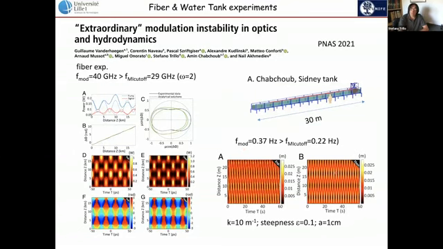And this is amazing in my opinion, because we do experiments as a group in water and optics, but there are many groups that do the same. It is remarkable to highlight that the two experiments differ by about 10 orders of magnitude in terms of frequency, because we are using 40 GHz in terms of modulation frequency in optics and 0.4 Hz in terms of modulation frequency in water.